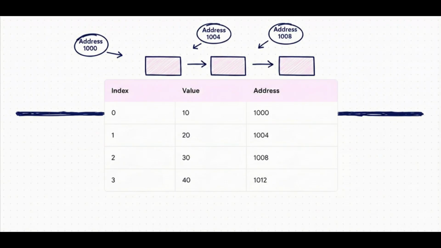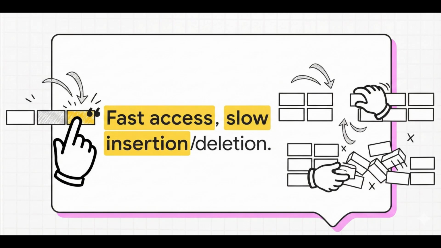So here's the bottom line, the big trade-off. You always have to remember, arrays give you lightning-fast access, but they are painfully slow if you need to add or remove things from the middle. That same rigid structure that makes them so fast to read from is exactly what makes them so slow to change.